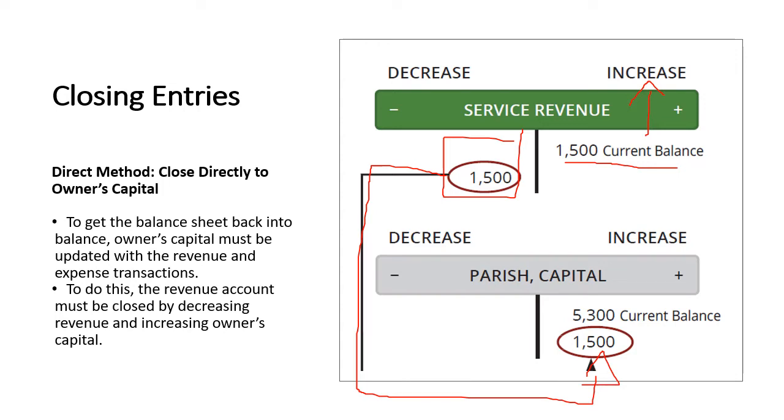Now, when you credit capital, what effect will it have on our capital? It's going to increase it. So think about it. With our revenue, we're simply transferring the balance of that revenue directly over to our capital account to increase our equity.